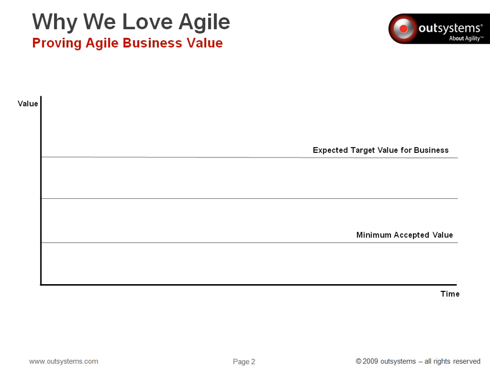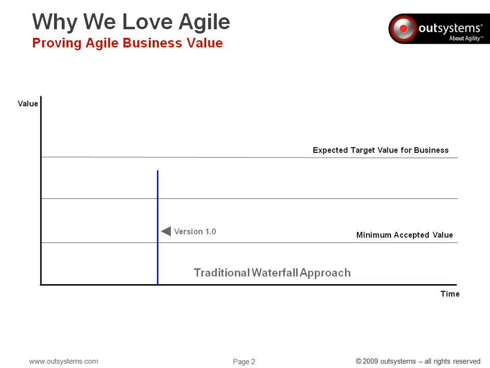The top horizontal line indicates the expected target value that the business wants to get every day from using the new software. Let's start by looking at a traditional waterfall approach to application development. What we typically find is that there is a significant amount of time for gathering requirements, doing technical design, writing and testing code, and finally documenting and delivering the first version.